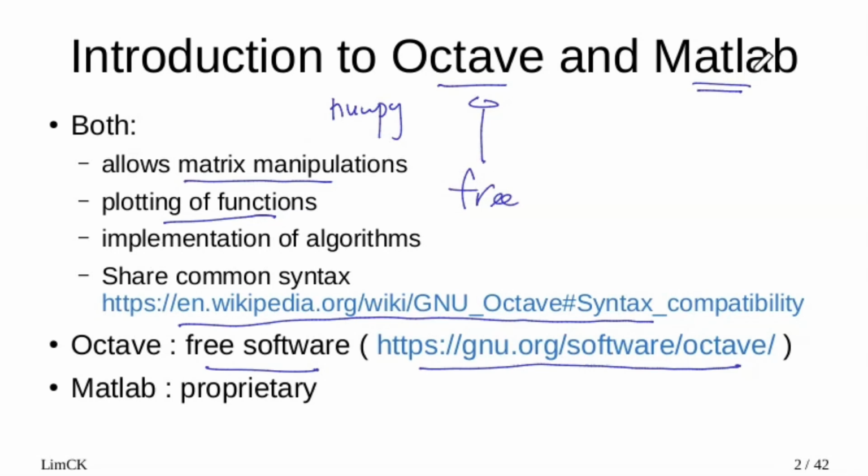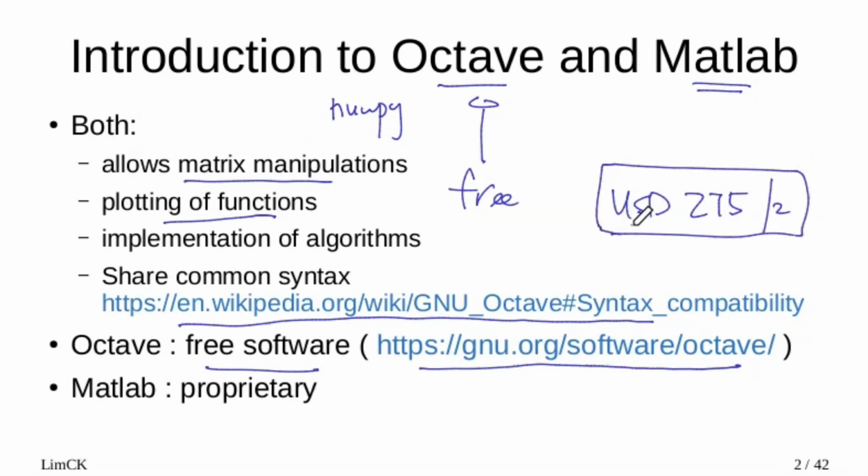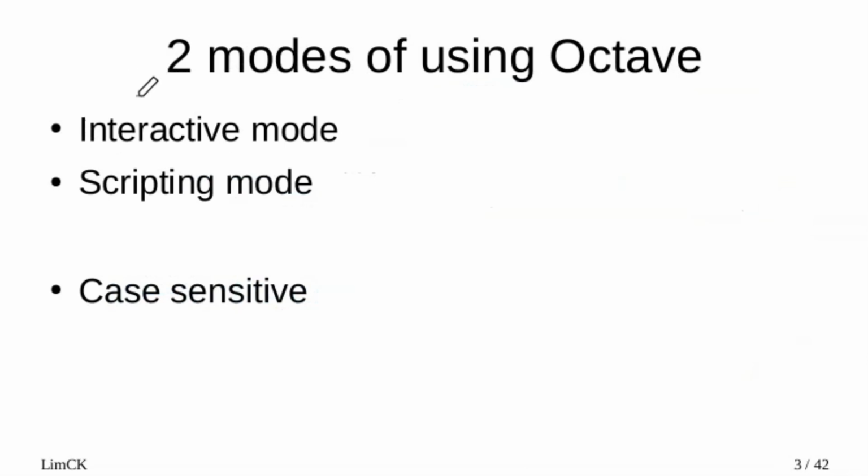To get a copy of MATLAB in Malaysia for academic purposes, they charge USD 275 per year, if I'm not mistaken. And this is just the basic version. If you want more add-ons, you have to pay additional cost. So for Octave, maybe you just focus on Octave, but it applies to MATLAB as well.